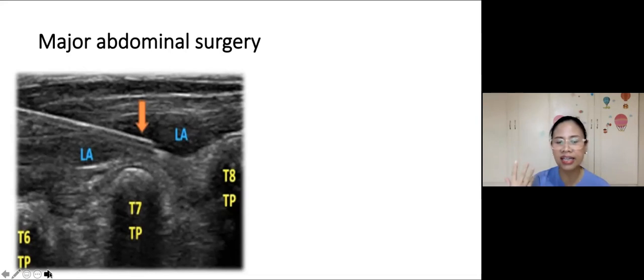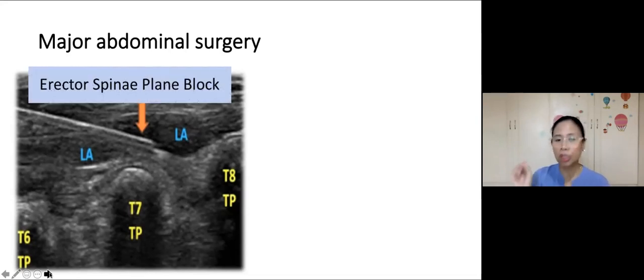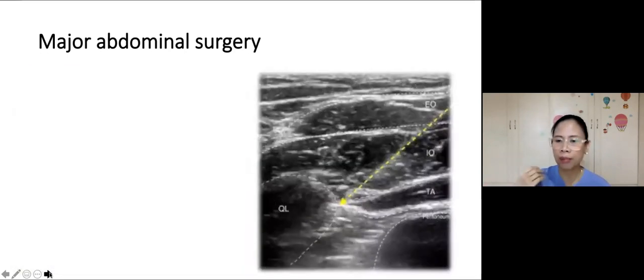Right now, what is gaining popularity is the erector spinae plane block, wherein local anesthetic is deposited in the plane below the erector spinae muscle, just above the transverse process. Okay, so we are able to block your visceral and somatic afferents due to the paravertebral spread of the local anesthetic. Okay, another block that you can utilize is your quadratus lumborum block.